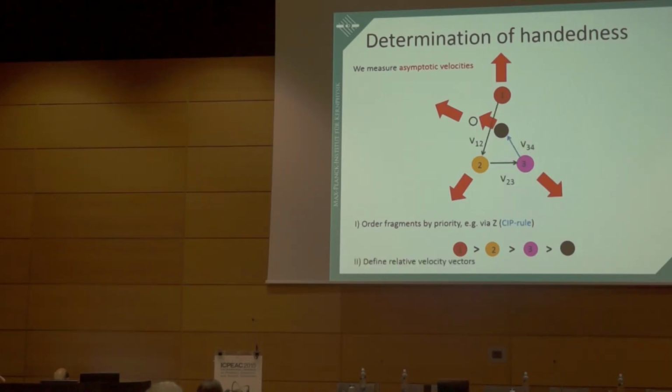Then, in the second step, we define so-called relative velocity vectors. That means we connect these fragments by their priority; we really follow the priority ordering. And then we get the handedness via a triple product we call H. This triple product is positive if we are looking at the R configuration, or negative if we are looking at the S configuration.